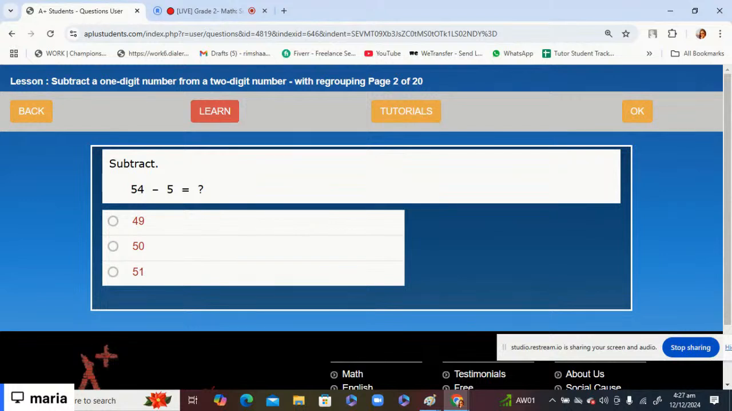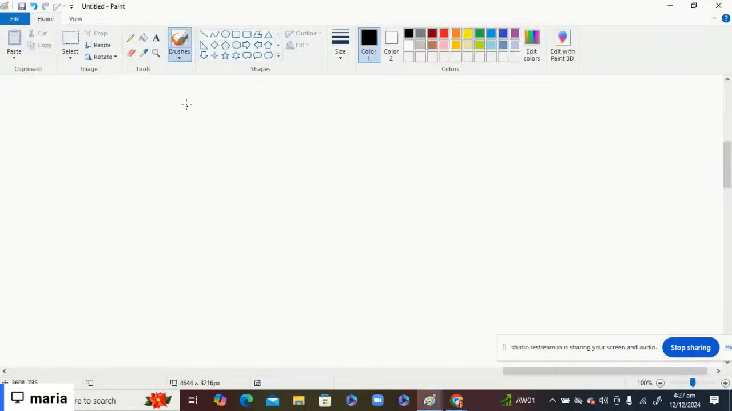54 minus 5. So how can we solve it? Write the question here. 54 minus 5. So 4 out of 5 is possible? No. So what do we do? We take some borrow from the 5. This 5 becomes 4. 4 becomes 14.